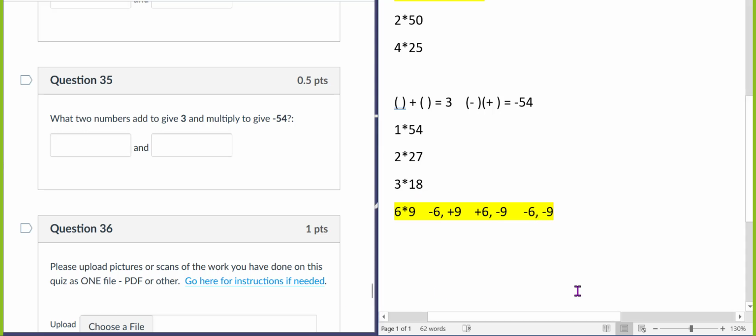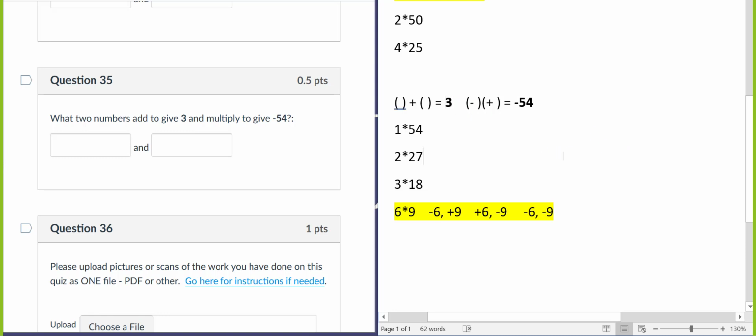Right? So it's not like any old thing. You've got to be very specific. Only one specific pair of numbers is going to work for this, right? So, for example, the positive 6 and the negative 9, multiply them, you get negative 54. But if you add them, you get negative 3, not positive 3, right?